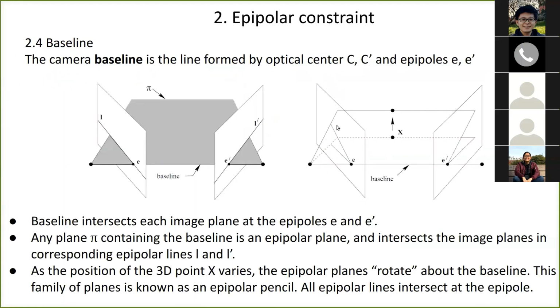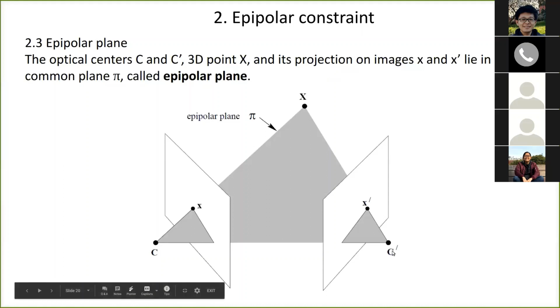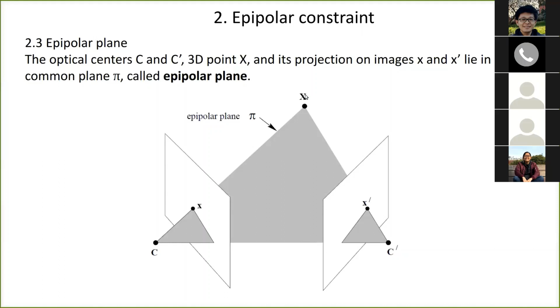So we can quickly talk about what the epipolar plane is. The epipolar plane is the plane formed by three points. The first point is the 3D world coordinate X, and also the camera centers C and C prime for the other view. These three points form a plane, which we call the epipolar plane. This epipolar plane intersects with the two image planes, and we get the epipolar lines here and here.